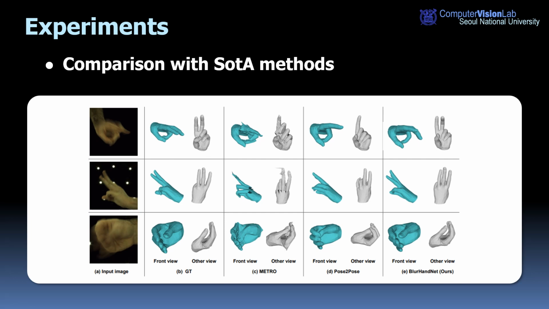We provide a qualitative comparison with state-of-the-art 3D hand mesh estimation methods. As the previous methods do not have special modules to address blur, they fail to produce accurate 3D meshes from blurry hand images. On the contrary, our BlurHandNet produces much better results than previous methods on BlurHand.